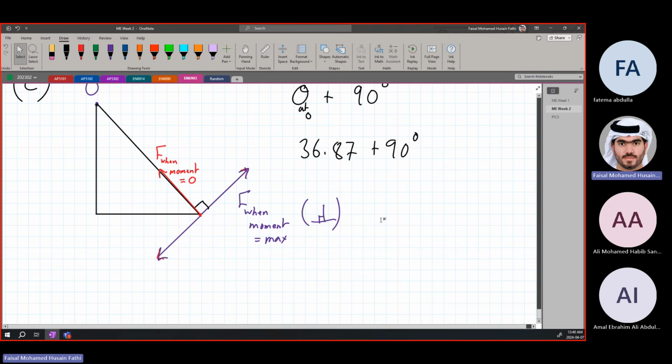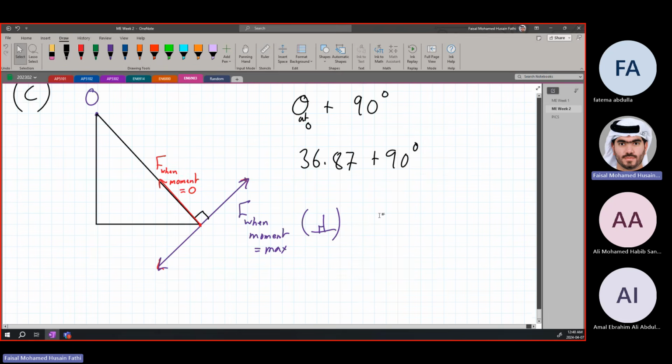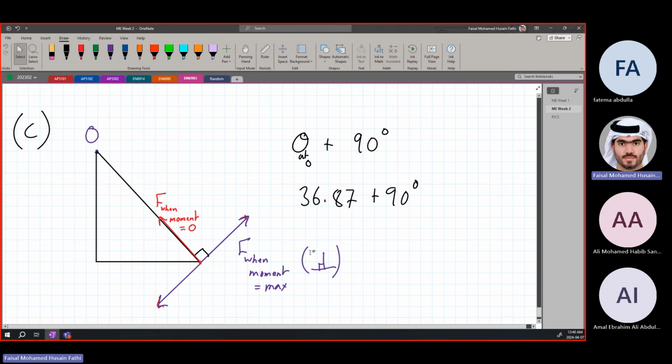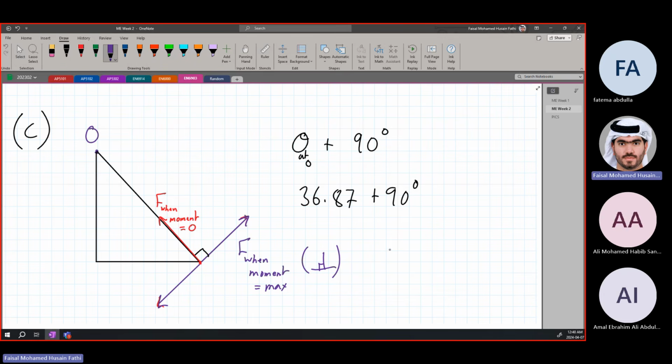فالديستنس بيكون أعلى distance معناته الفورس will be, the moment will be the highest moment. This is the furthest possible distance. If you remember back from the last session, you can always achieve the maximum distance when the line is perpendicular.